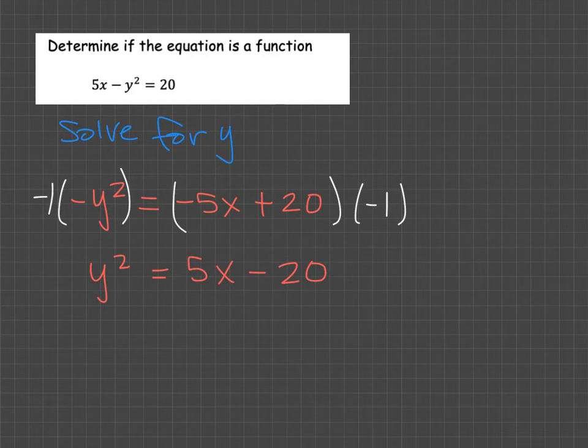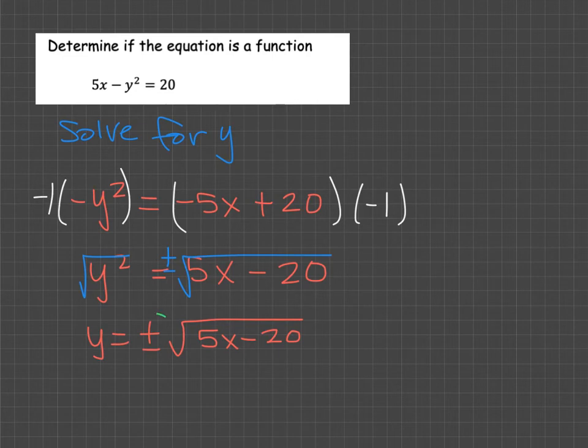Now we want y all by itself. That means we take the square root, and when we introduce that square root, we want plus or minus out in front. We end up with y equals plus or minus square root of 5x minus 20. Okay, so now we ask the question, is it a function or not? Whenever we have a plus or minus out in front as a part of the equation like this, it's not going to be a function. Let's test out a value.